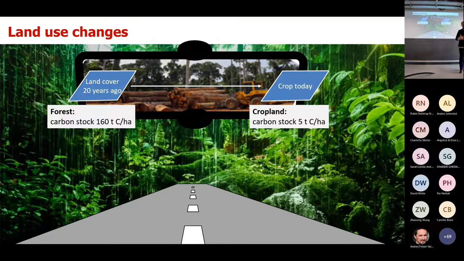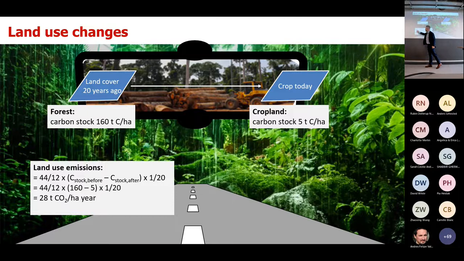Then what they do, they multiply by 44 divided by 12, that's from carbon to CO2. Then they take the change in carbon stock, and then they divide by 20 because they're looking 20 years back in time, and voila, they have 28 tons of CO2 per hectare. That's the calculation. It's super simple. But what is wrong here?